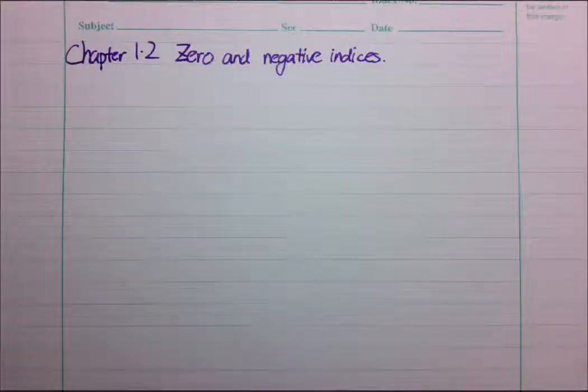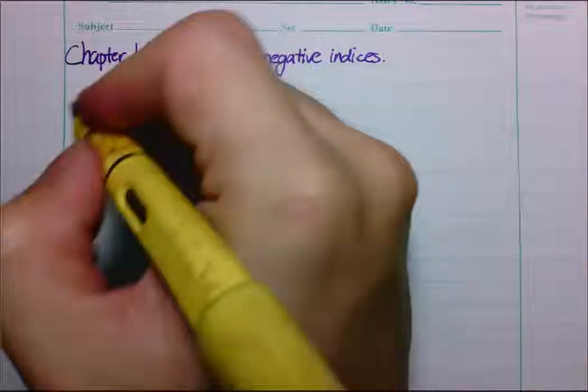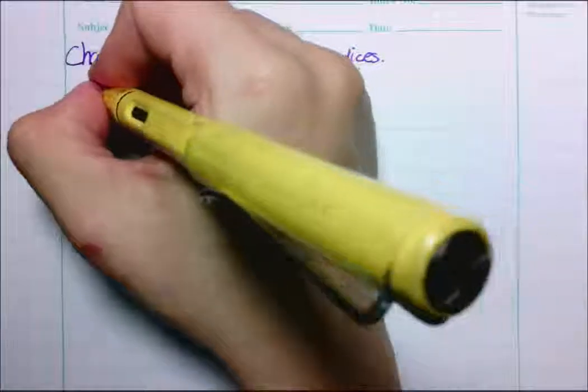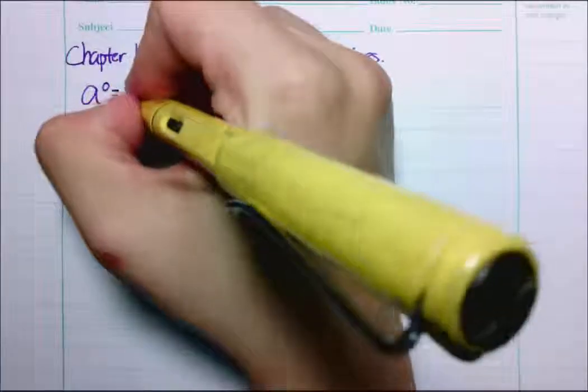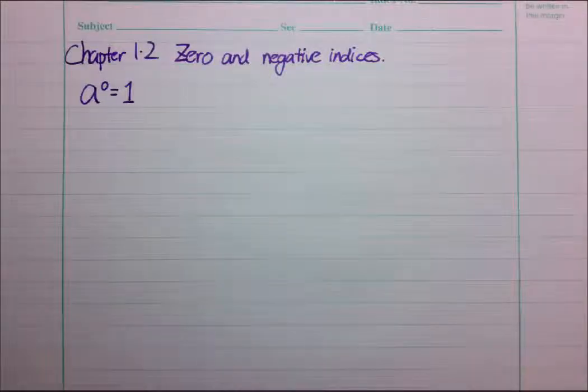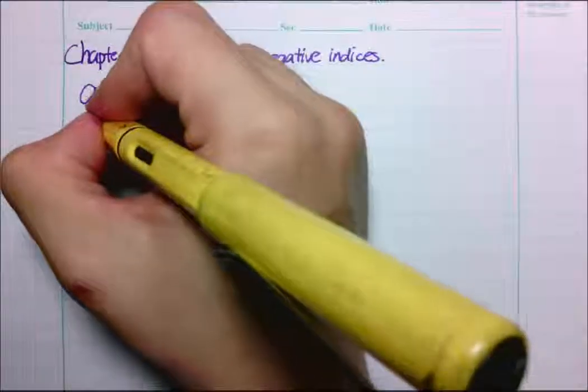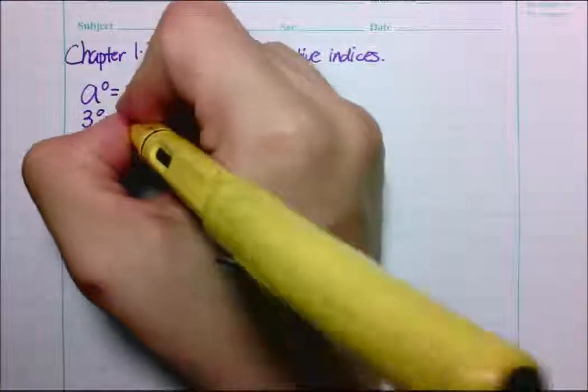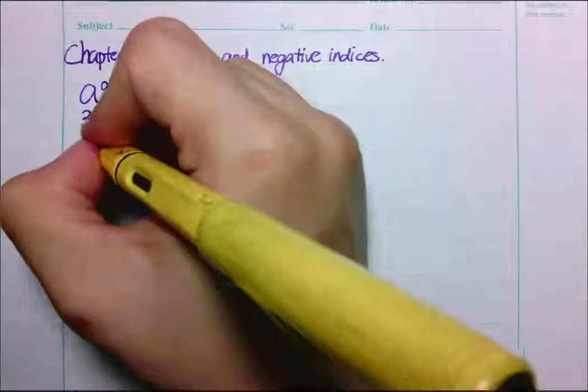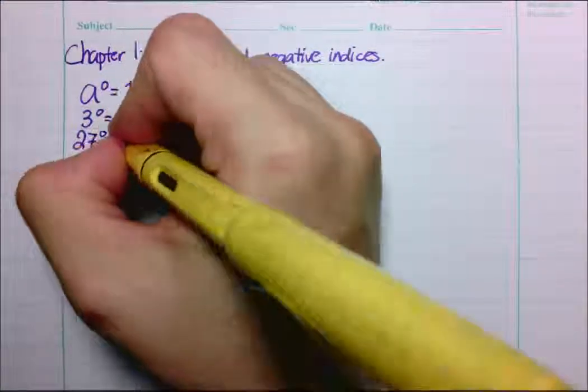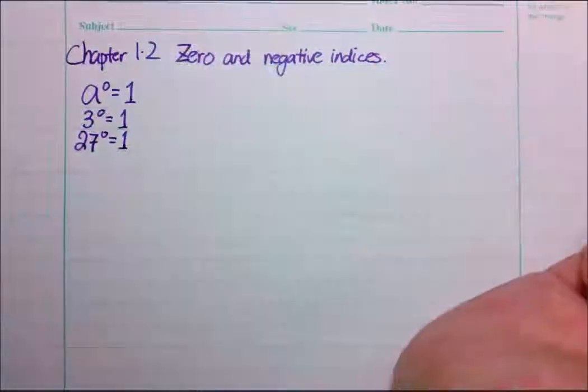Okay, today we're going to do 0 and negative indices. Before we even begin, let me give you the two laws today. A to the power of 0 is equal to 1. Basically, anything to the power of 0 equals 1. So if you try with a calculator, 3 to the power of 0 will be equal to 1. Okay, let's say 27 to the power of 0 will also be equal to 1.